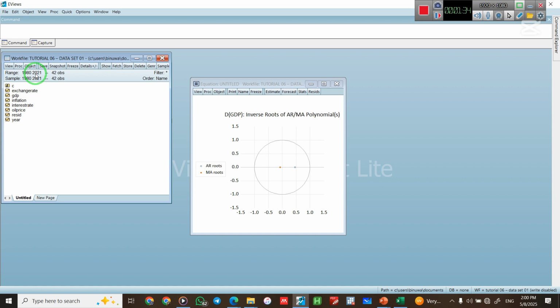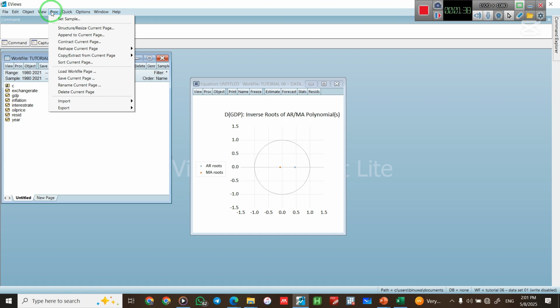To do that, you need to go to the Proc menu here, then go to Structure or Resize Current Page.